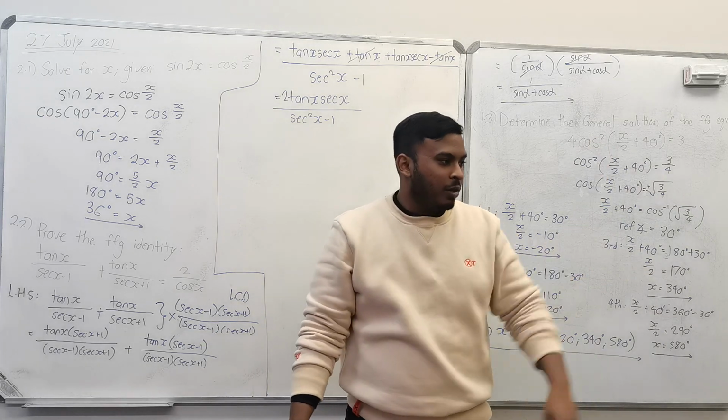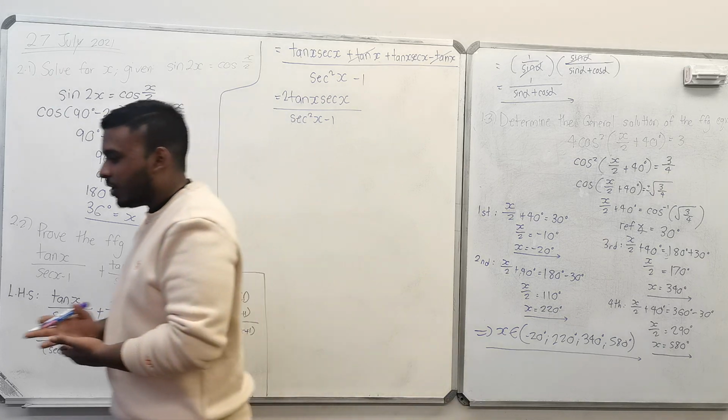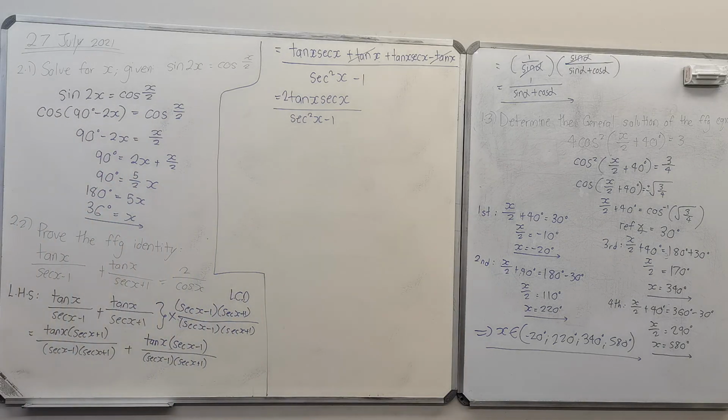Now go to your important formula. Are you at your important formula? Right. Sec squared x minus 1 is equal to what? Tan squared x. Tan squared x. Right?